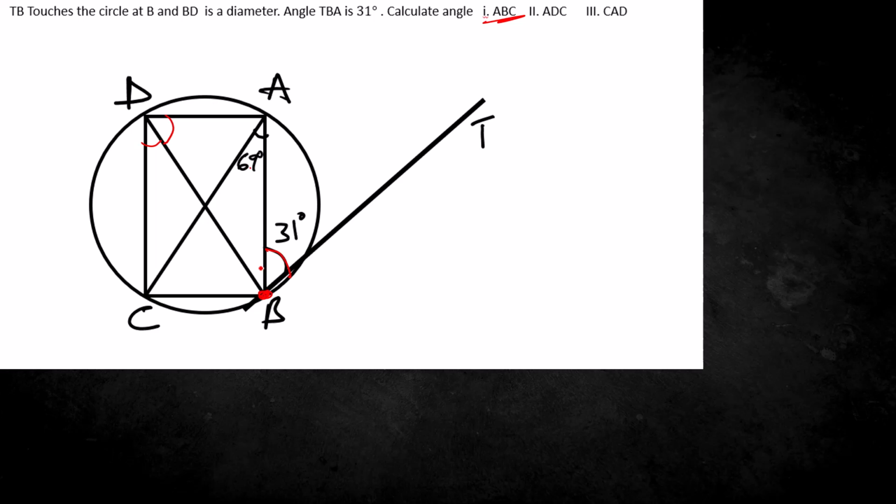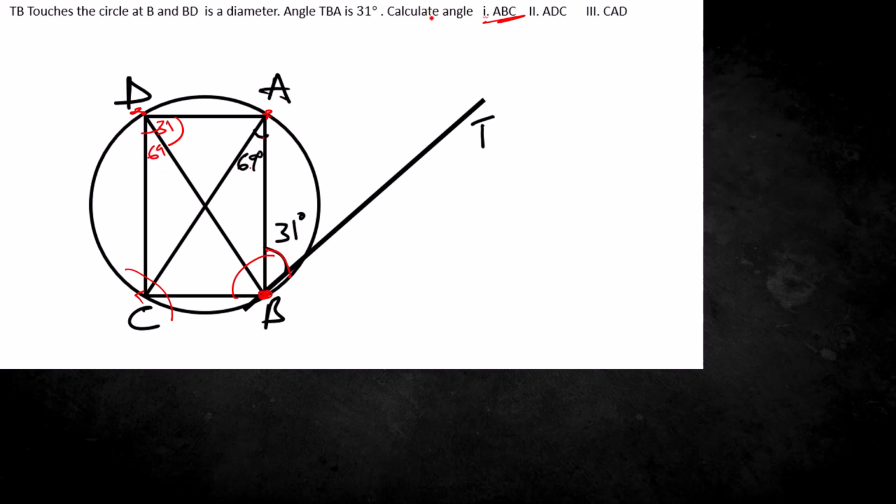ABC is this side. How do we find this side? Remember, we have a cyclic quadrilateral, so this side plus this side will be 180, and this side plus this side will give us 180. Now, this side will alternate to this side, so 31 here. And this side is the same as this side, 69.